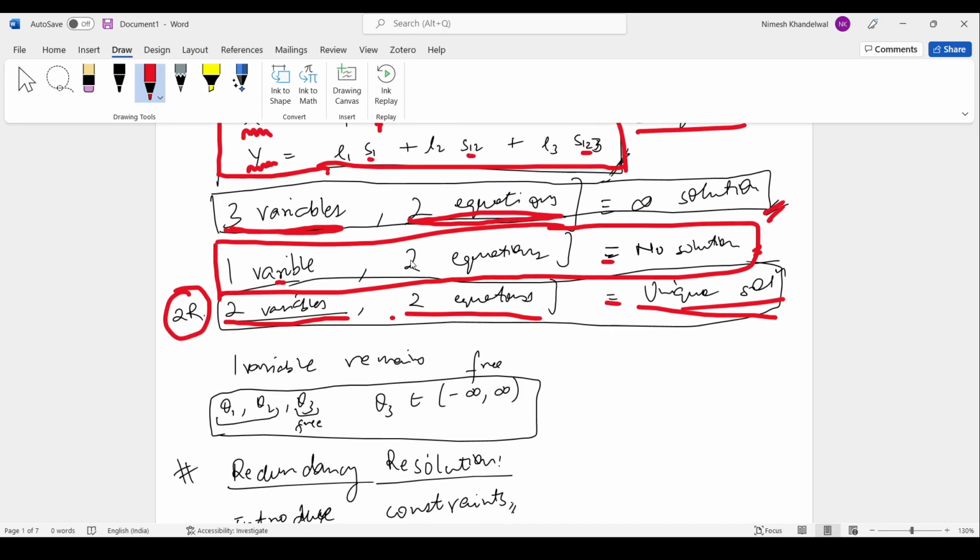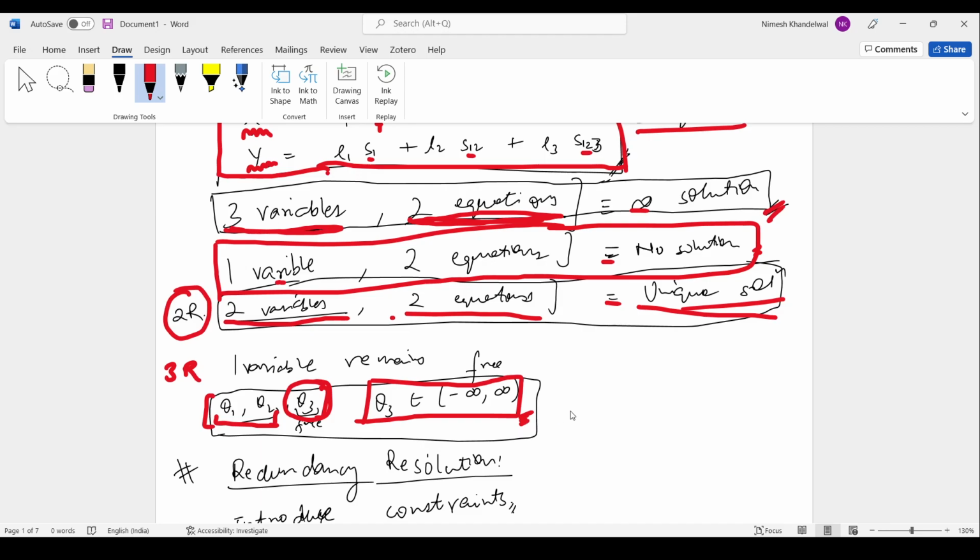One more way to get a feel for the redundancy, for the infinite solutions, is this: since you have two equations but three variables, theta 1, theta 2, and theta 3 for the 3R manipulator, using the two equations you can calculate theta 1 and theta 2. But then you can choose any value of theta 3 and it will still give you a solution. So there are infinite possibilities for theta 3. This is how you can think of the inverse kinematics of the 3R manipulator having infinite solutions.